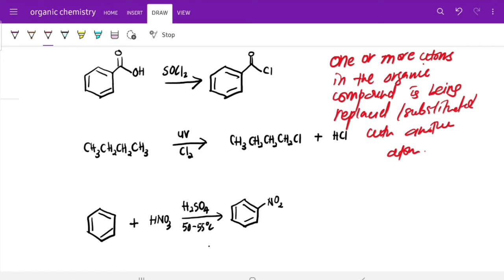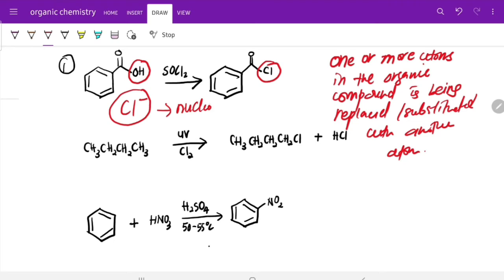Let's look at the first example. Here the OH is being replaced by chlorine, which is present as chloride ion. A chloride ion is an anion, and an anion is a nucleophile. Therefore this is a nucleophilic substitution reaction, because a nucleophile is substituting the nucleophile present in your organic compound. OH is a nucleophile, so this OH is being replaced with another nucleophile, the chloride ion.